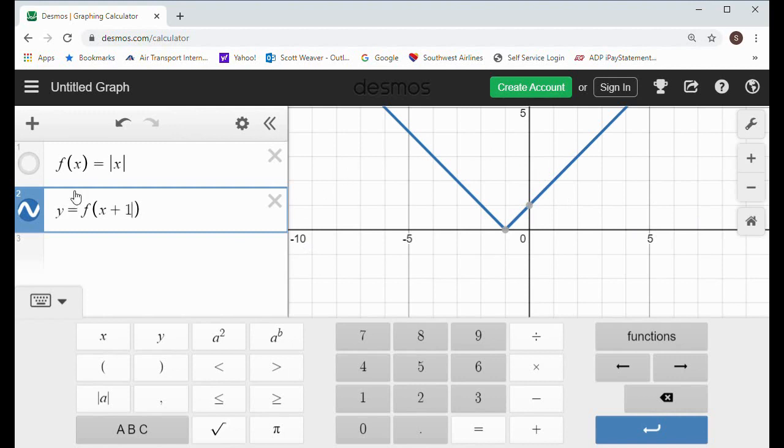Or you can also think of it as, what would you now have to plug into x in order to get what used to be a 0? Well, now you'd have to plug in a -1 to get a 0 in here. So that's moving it to the right. To move it to the left, you would subtract 1.